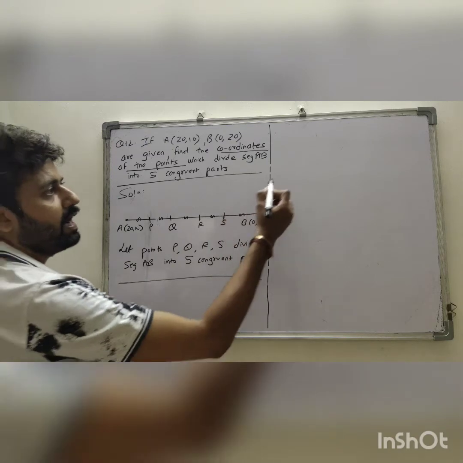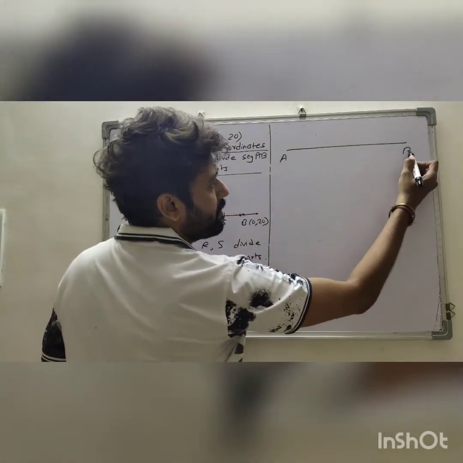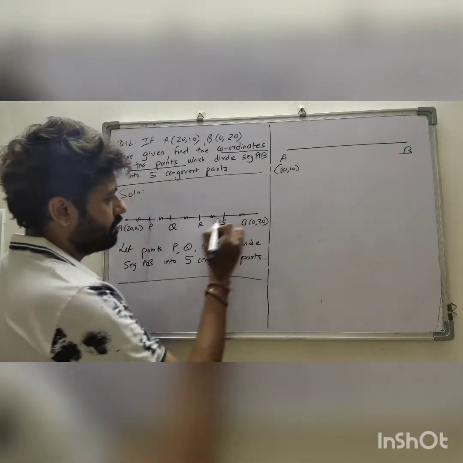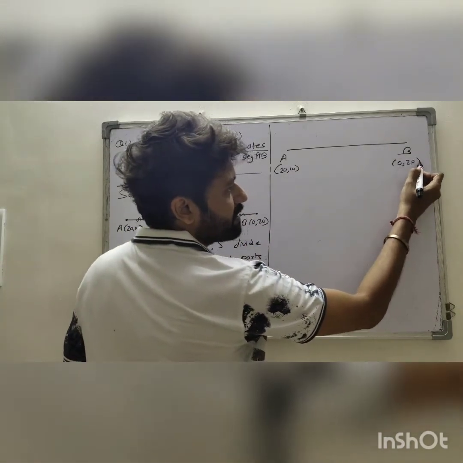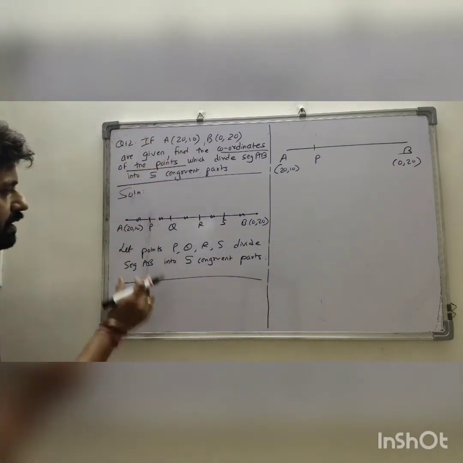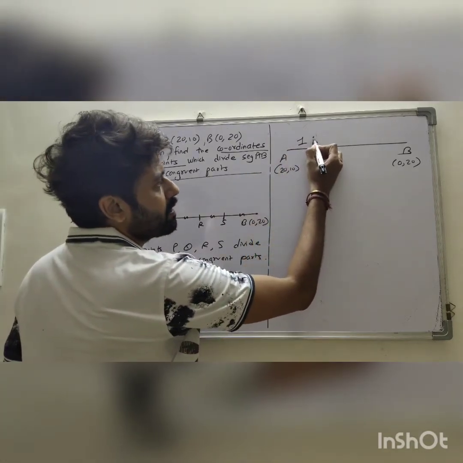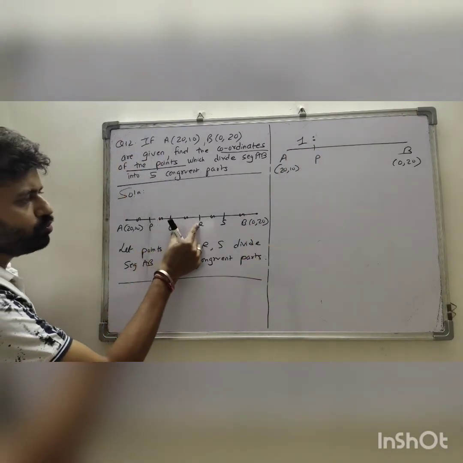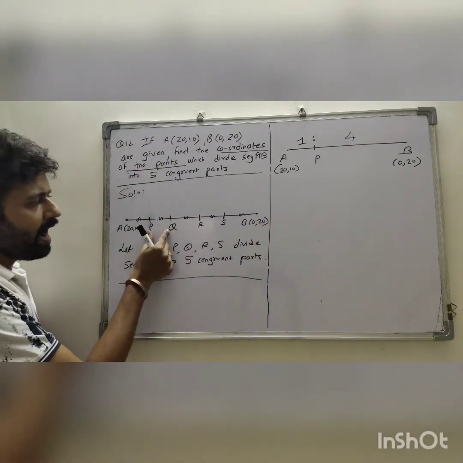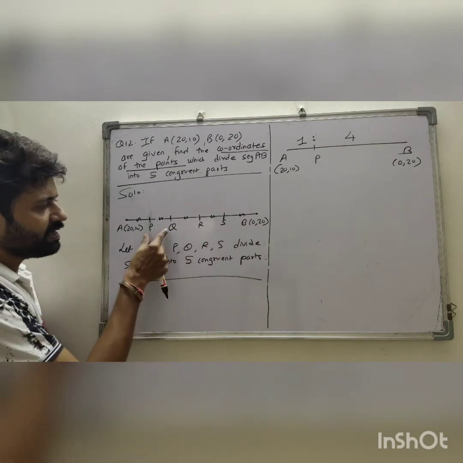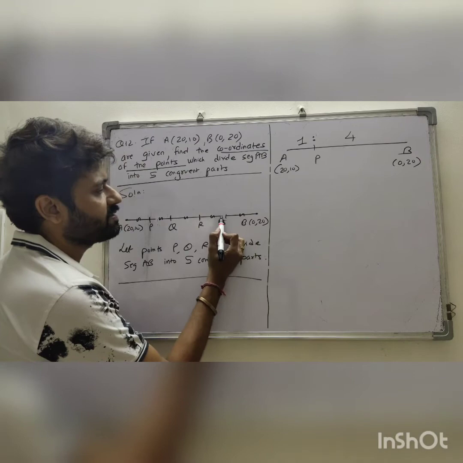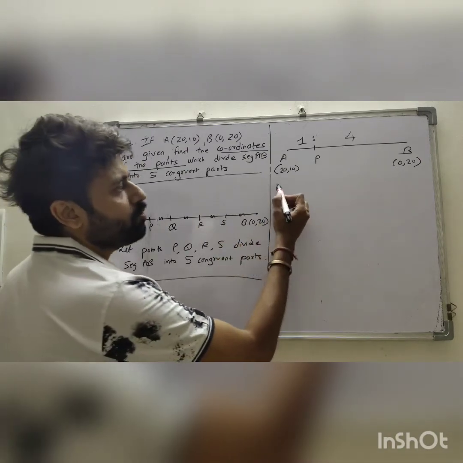Check this. I am drawing the diagram. A is 20,10. B is 0,20. Check this part. This is P. AP is taking one part. Check this PB. PB is taking 1, 2, 3, 4 parts. PB is taking 4 parts. So everyone knows what to do.